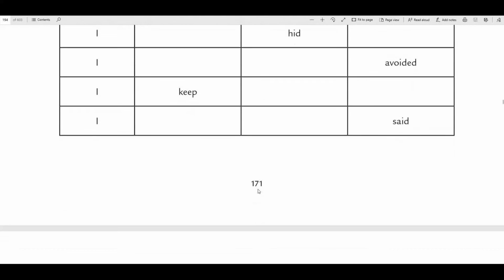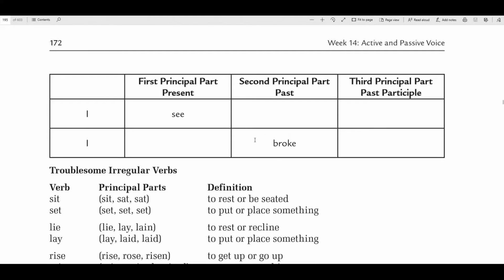All right, let's go down here. There's a couple more on this page. Our first principal part is the verb see. Today I see. Yesterday I saw. And last week I had seen. So see, saw, and seen.